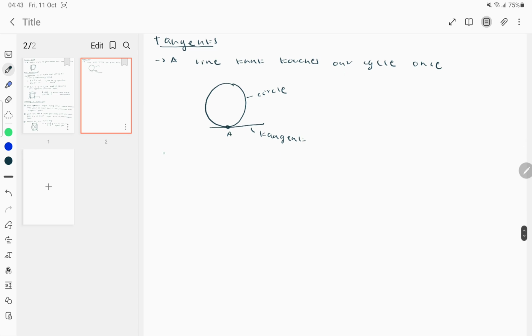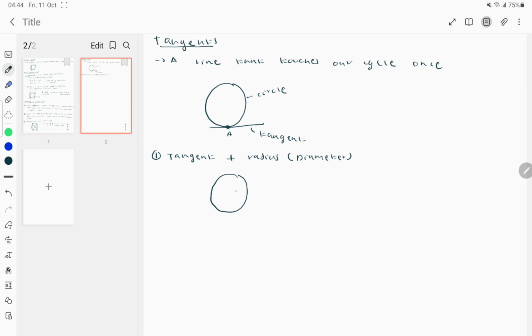So theorems under tangent are: a tangent is always perpendicular to the radius or the diameter. So a tangent is always perpendicular to a radius. Remember, a radius is half of a diameter. So this means that a tangent would also be perpendicular to a diameter.